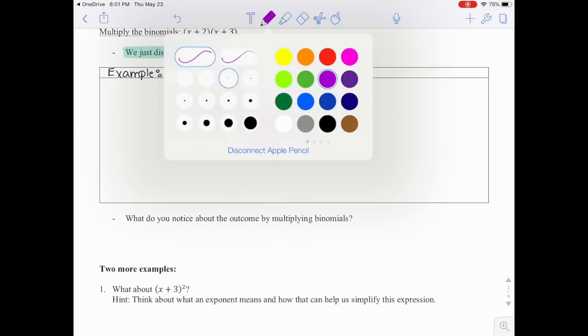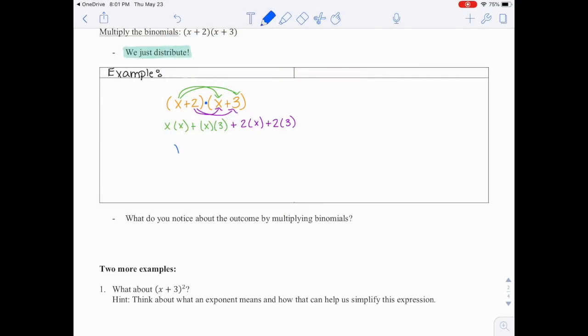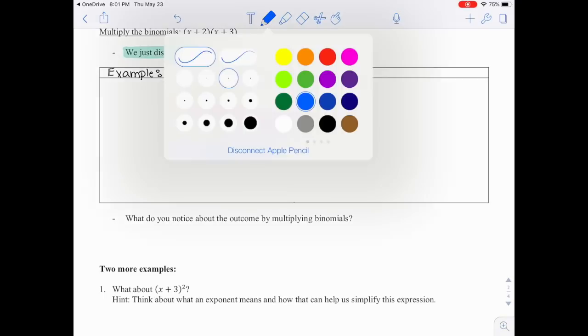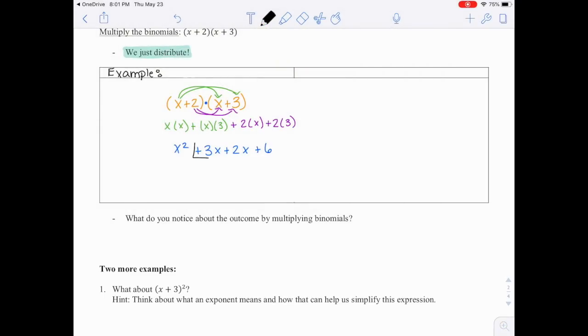When I multiply all of this out, x times x is x squared. I get 3x, 2x, 6. I'm not simplified all the way. I need to make sure I combine my like terms. I'll underline them. x squared plus 5x plus 6. And that's how you multiply binomials.